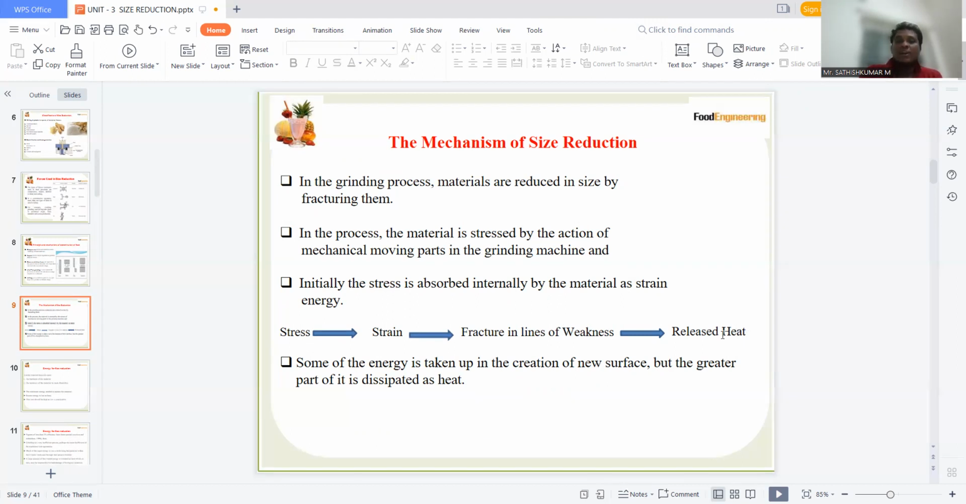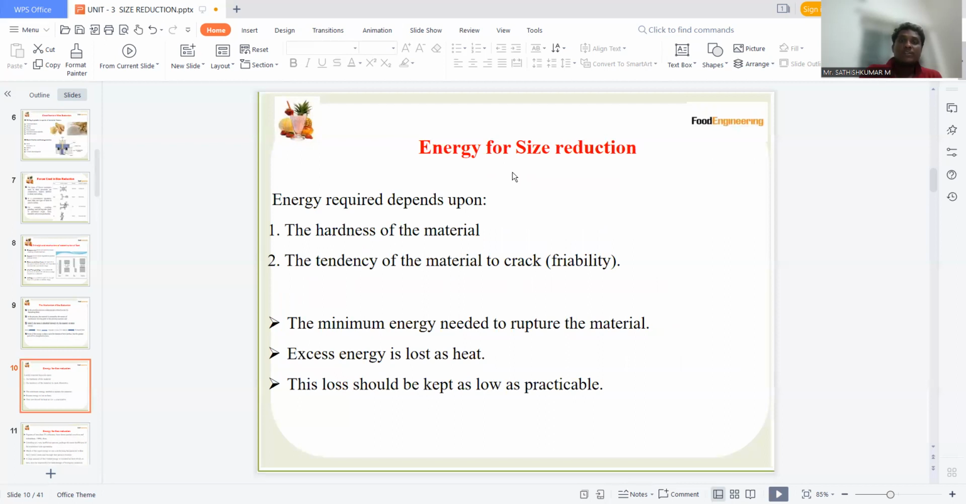Next, energy for size reduction. The energy required depends upon the hardness of the material and the tendency of the material to crack. There is a minimum energy needed to rupture the material, and excess energy will be lost as heat. This loss should be kept as low as practicable.